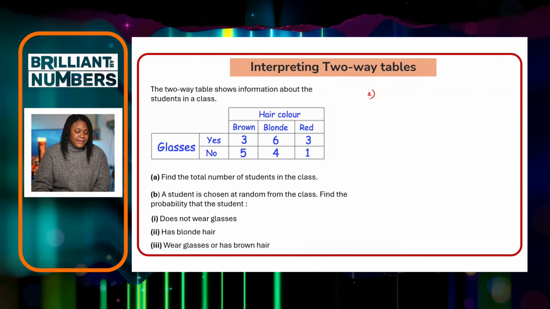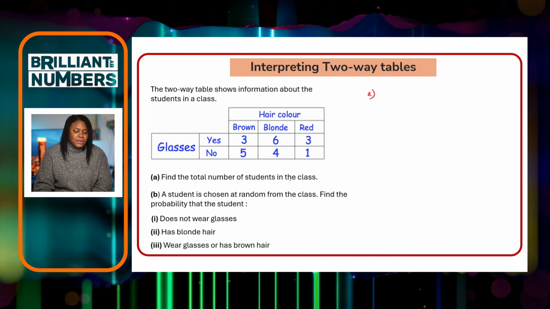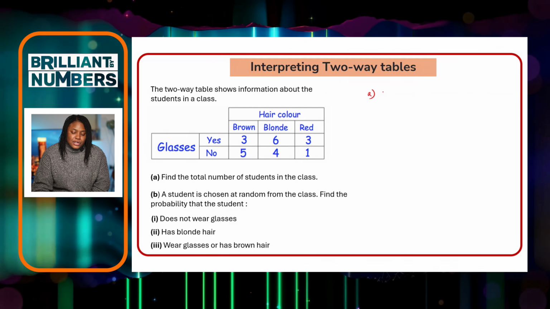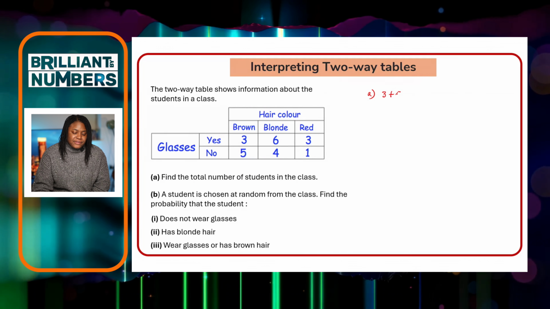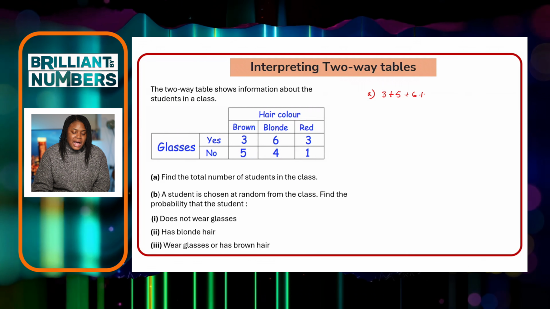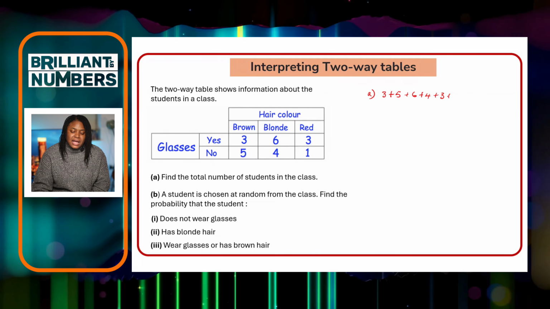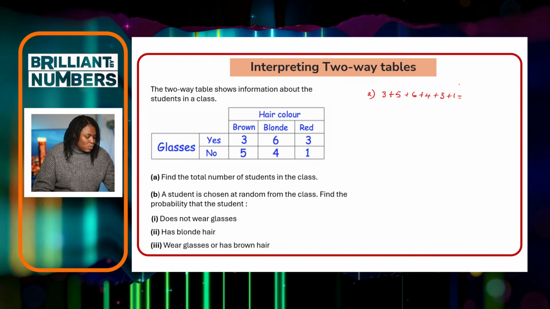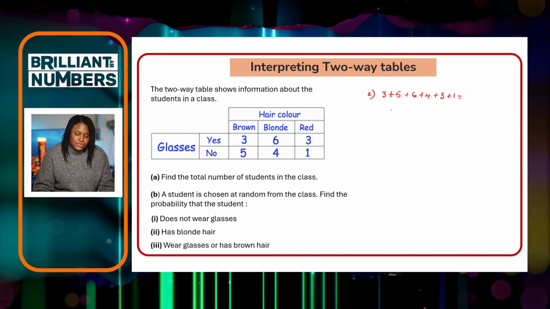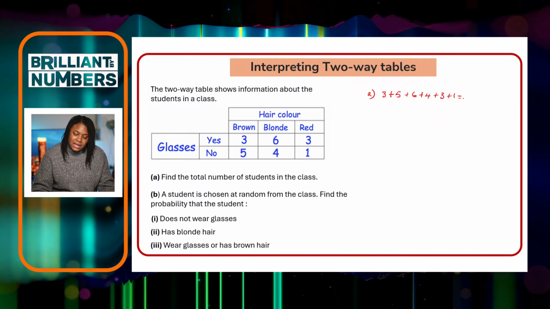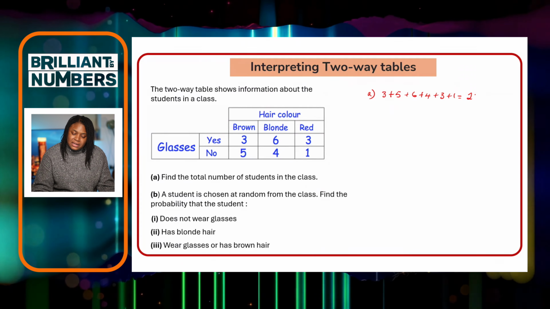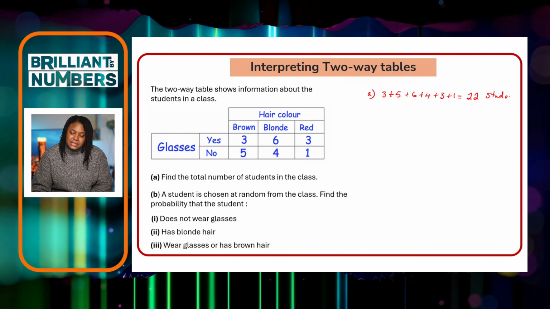So part A, we're asked to find the total number of students in the class. All we need to do for this question is add all the values in the table. So I'm going to do 3, add 5, add 6, add 4, add 3, add 1. Put that all in my calculator. If it's a non-calculator paper, these are simple values to add, guys. So the total in the class for part A is 22 students.